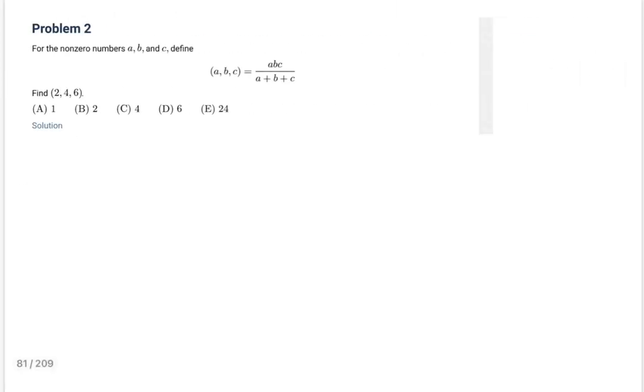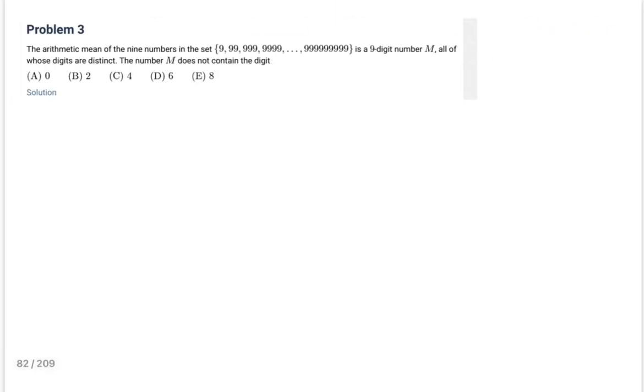For problem number 2, for the non-zero numbers a, b, and c, define a ★ b ★ c equals abc over a plus b plus c. Find 2 ★ 4 ★ 6. So let's just plug in 2, 4, 6 right here, and then we should be able to get 2 times 4 times 6 over 2 plus 4 plus 6. So it's 48 over 12, which is 4. It's C.